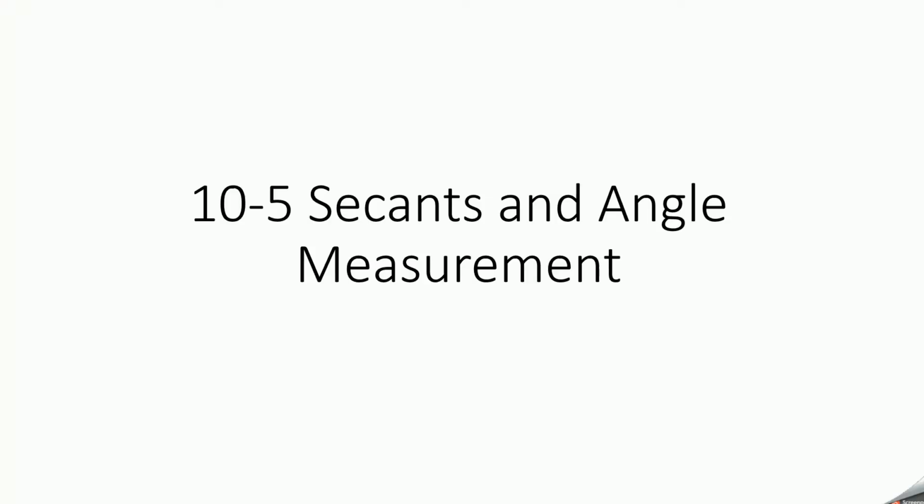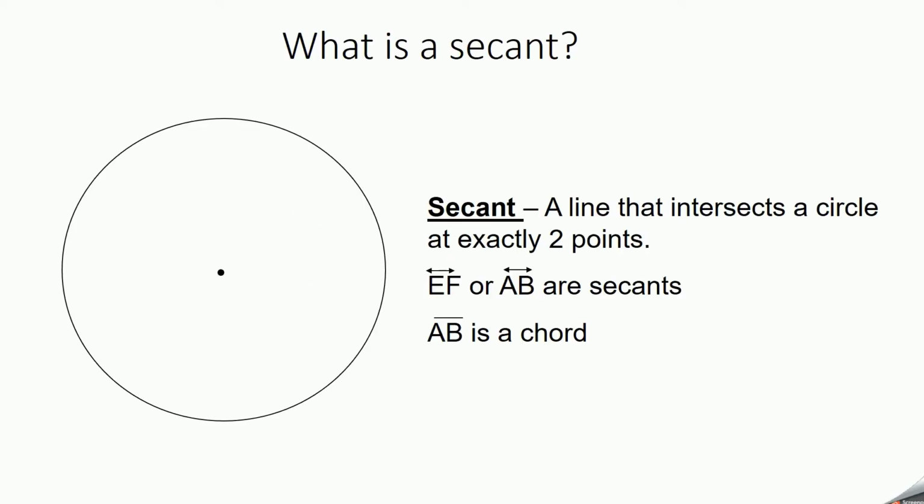Hey, what's up everybody? Today we're going to be doing section 10.5, secants and angle measurement. We're going to be breaking this section into two. Today we're only going to be talking about secants and angles that are created. First question is, what is a secant? A secant is a line that intersects the circle at exactly 2 points.